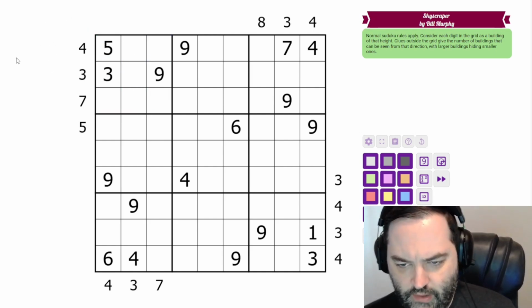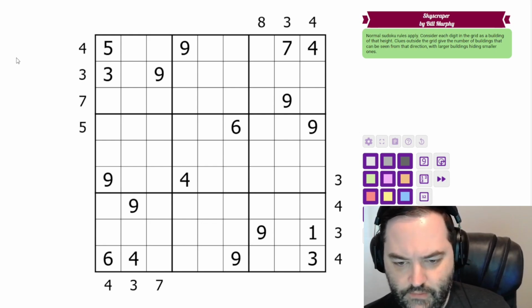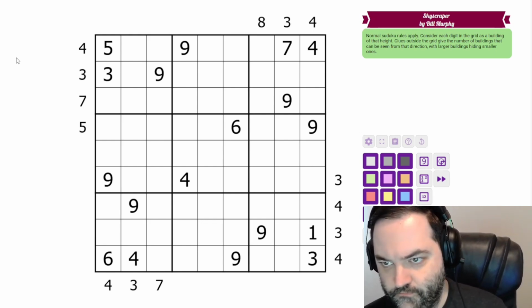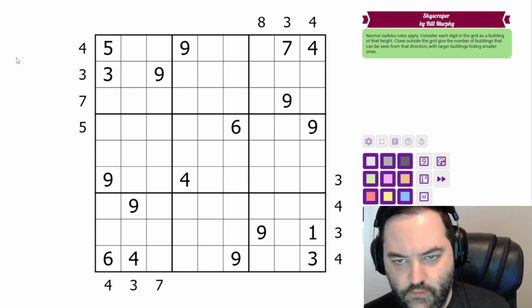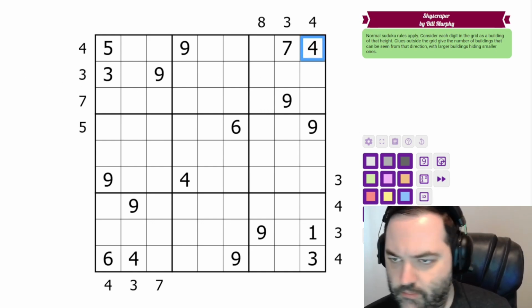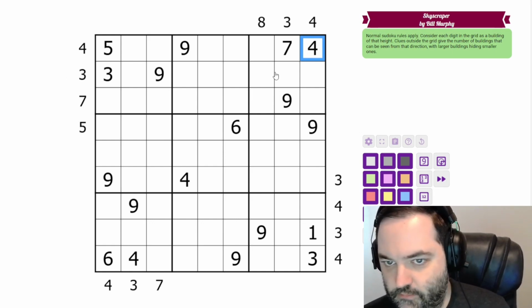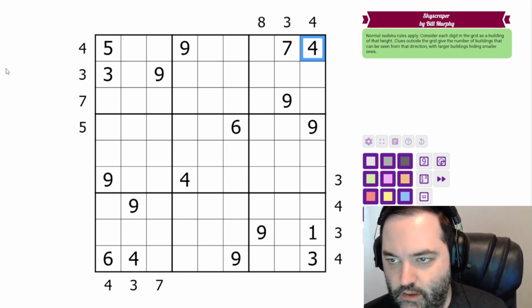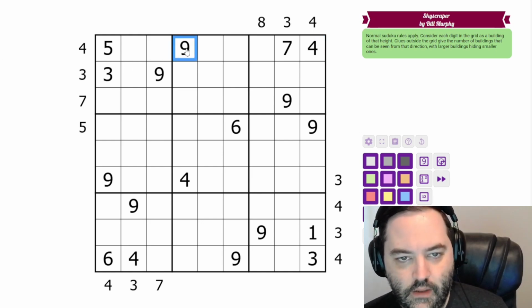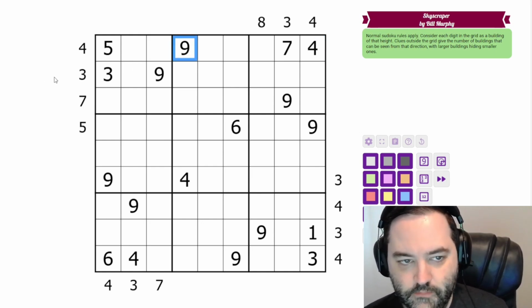Additionally, we have some clues outside the grid. And the clues outside the grid tell us how many buildings we can see. So we're considering the digits in the grid to be buildings of that height. So this 4 means we have a 4-story building. And this 9 means we have a 9-story building.